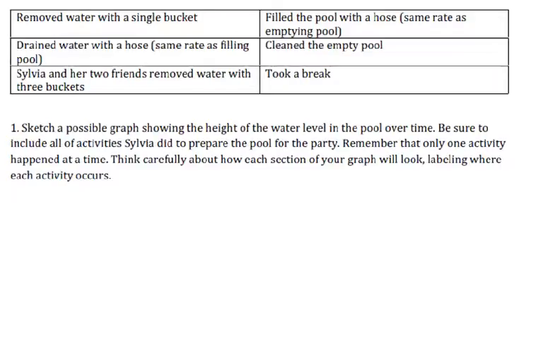So first thing it wants us to do is sketch a possible graph showing the height of the water level in the pool over time. Be sure to include all of the activities Sylvia did to prepare the pool for the party. Remember that only one activity happened at a time. Think carefully about how each section of your graph will look, labeling where each activity occurs.